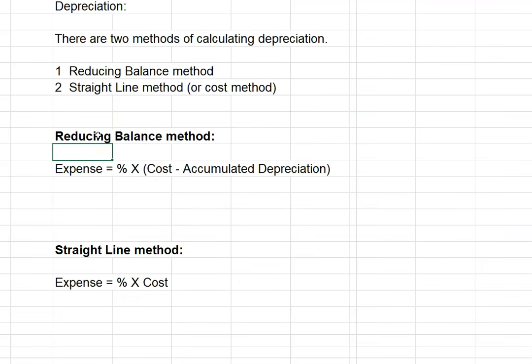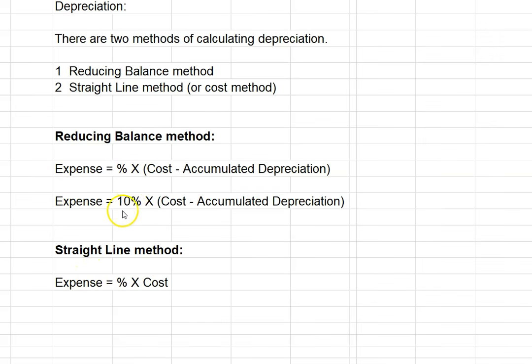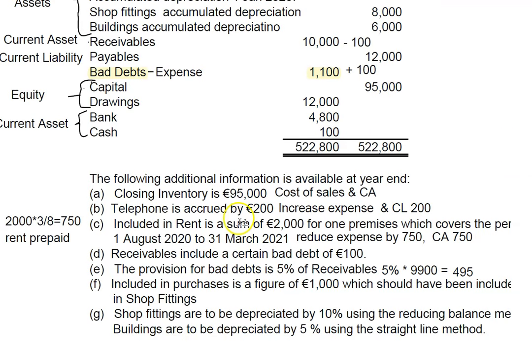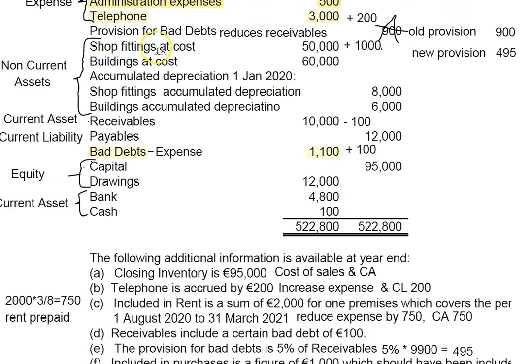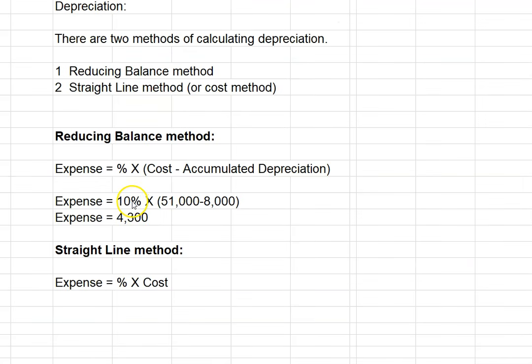the first one we had was the reducing balance method that we're asked to do. So the expense percentage is applied to the cost less accumulated depreciation. It told us 10%. So expense is 10%, and then we just need to put the cost and accumulated depreciation, and then that'll work out for us. So shop fittings are here. The cost is 51,000, and the accumulated depreciation, so the fall in value in previous years in shop fittings, was 8,000. So 51 minus 8 is 43. So 51 minus 8, multiply that by 10%, and our expense is 4,300. And that's what goes into our expenses.